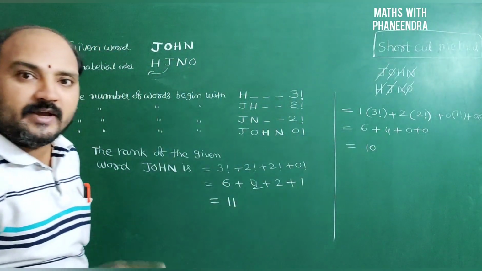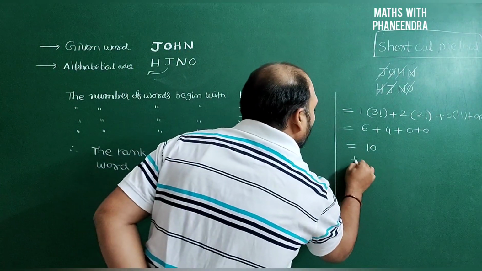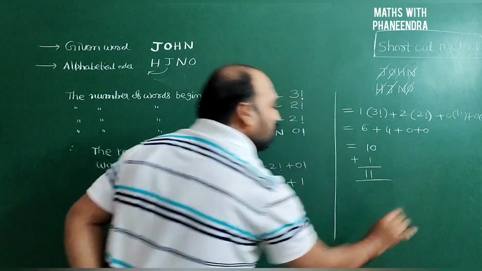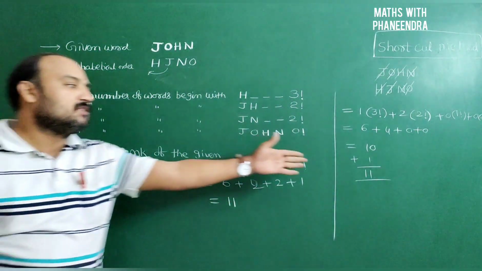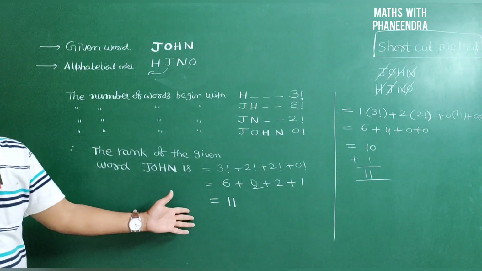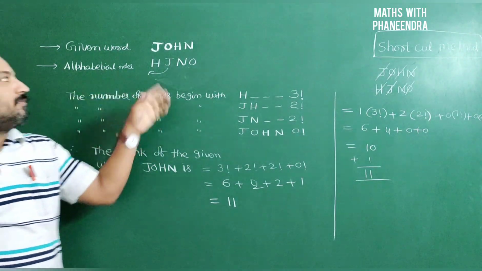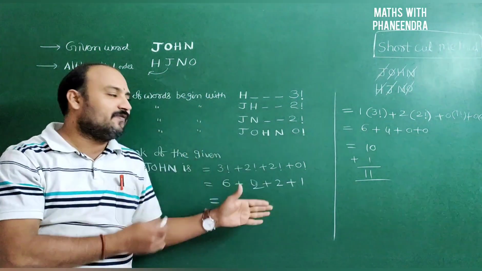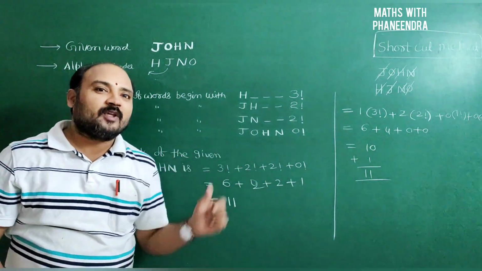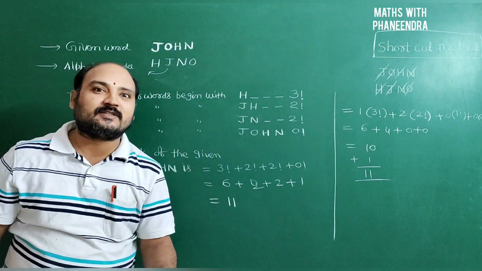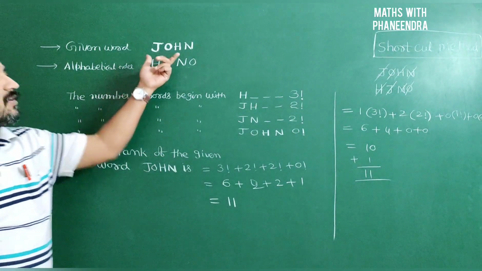In the shortcut formula, I said already, plus 1 you have to write it, to get the required answer. So, the answer is 11. 11 coincides with this rank. I hope for a 4-letter word rank, this is the way you can calculate, dear students. Next, I am going to consider a 5-letter word by taking another word.